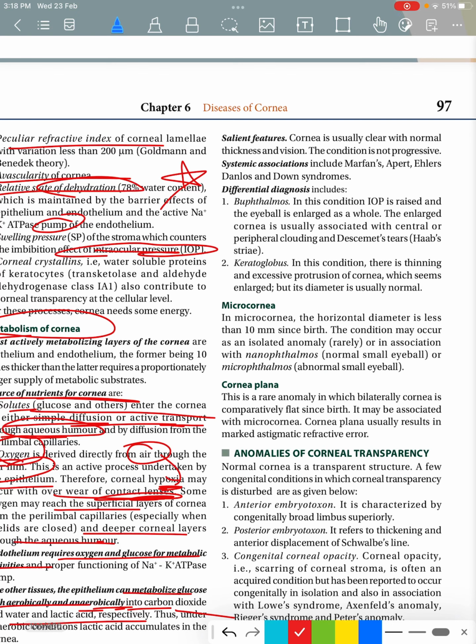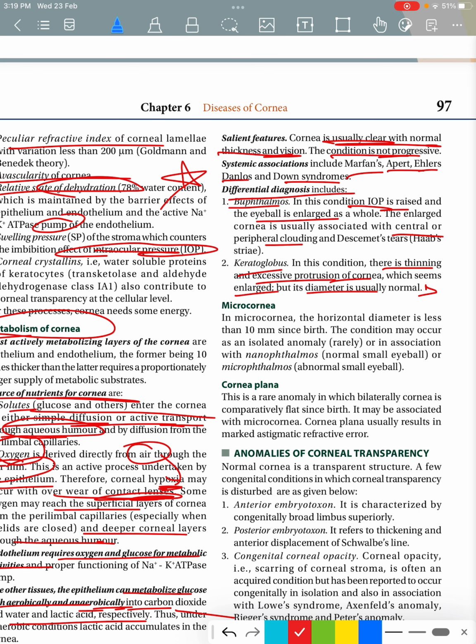Then the features include it is clear with a normal thickness, vision is normal, and the condition is not progressive. This is associated with conditions like Marfan syndrome, Apert, Ehlers-Danlos and Down syndrome. Differential diagnoses include buphthalmos, a condition where IOP is raised and the eyeball is enlarged as a whole. The enlarged cornea is associated with central and peripheral clouding, okay. Then keratoglobus, you can suspect in this condition there is thinning and excessive protrusion of the cornea. It protrudes outward, okay. It seems enlarged, but its diameter is usually normal.